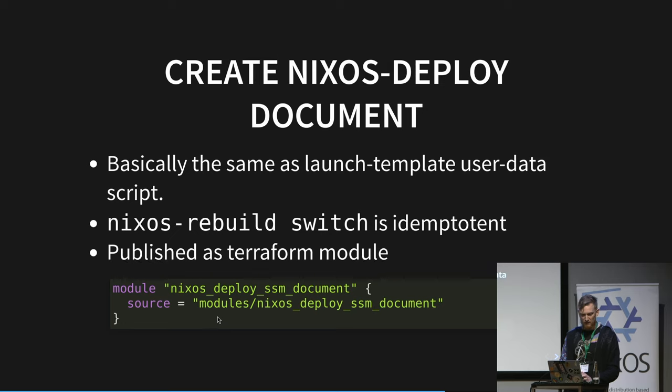Then we have a thing called an SSM document, which is like a playbook, like Ansible. But in our case, the only thing the playbook does is nixos-rebuild switch. And we have a Terraform module for that. The content of the playbook is the same as the provision script that we use for our auto-scaling groups. It fetches the config from S3, then does a nixos-rebuild switch.